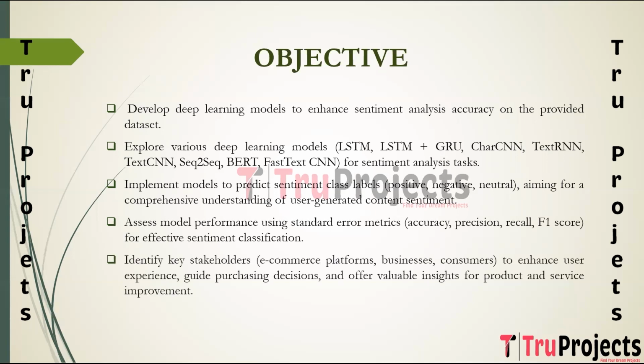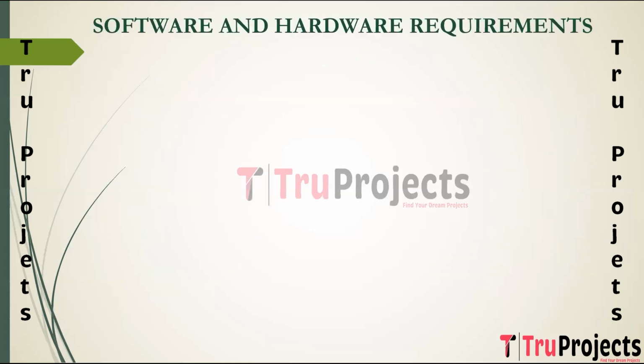The goal is to identify and highlight the key stakeholders who will benefit from the project's outcomes. This includes e-commerce platforms, businesses relying on user feedback, and consumers seeking more informed and nuanced product recommendations. The project aims to enhance user experience, guide purchasing decisions, and provide valuable insights for businesses to improve their products and services. To implement this project, we need software and hardware requirements.